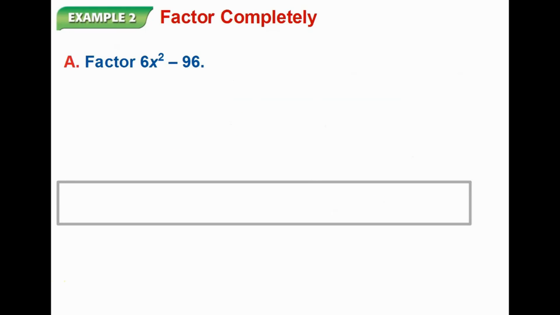Example number 2, we're going to factor completely. In here, I'm going to see if they have anything in common. When I'm looking at it, the first thing that comes to my mind is a squared minus b squared, because of this subtraction right here, except that 6 and 96 are not perfect square numbers. If I take out 6, let's see what happens. I have x squared here, and 6 times 16 will get you 96.